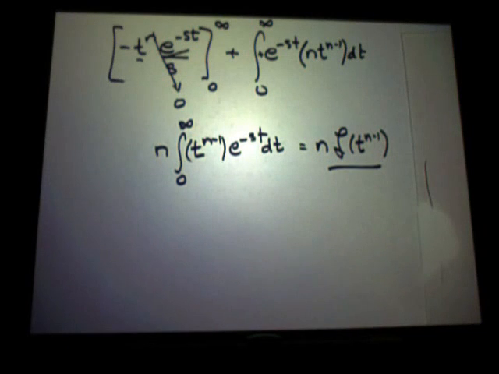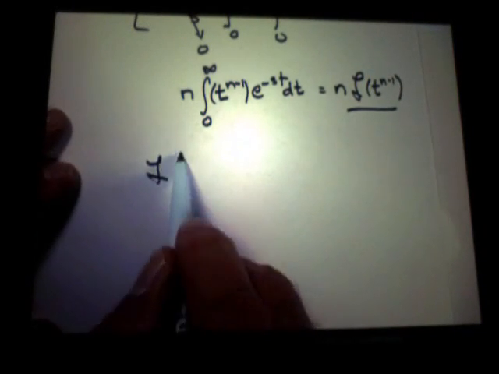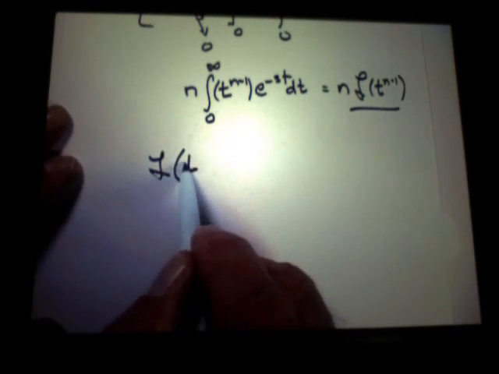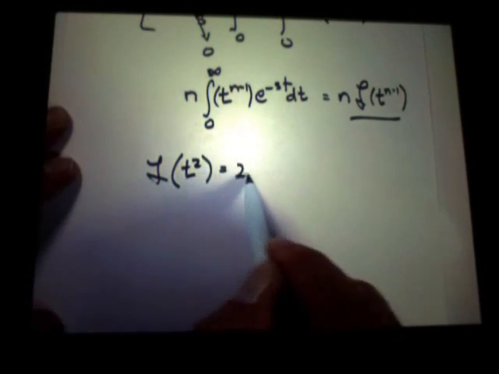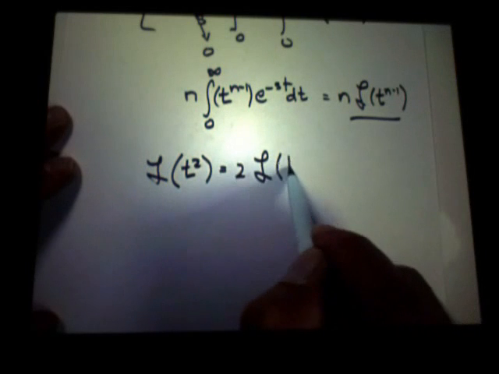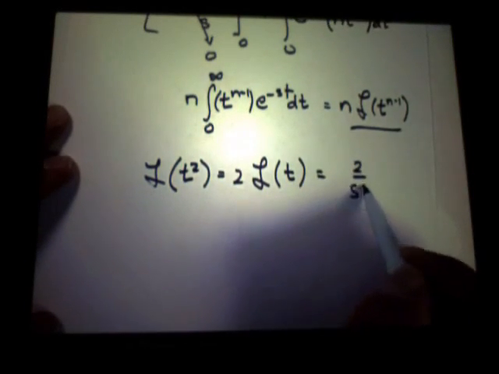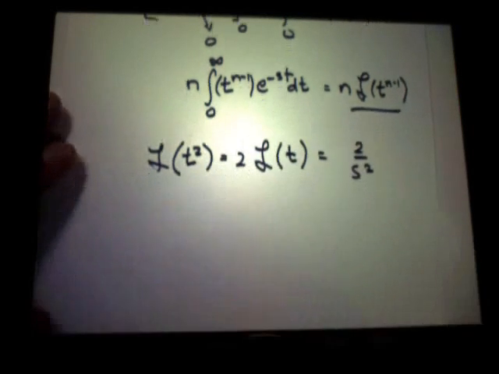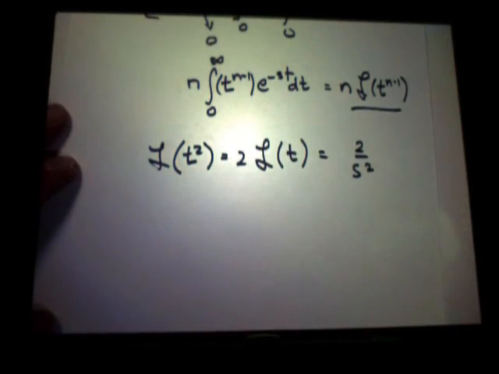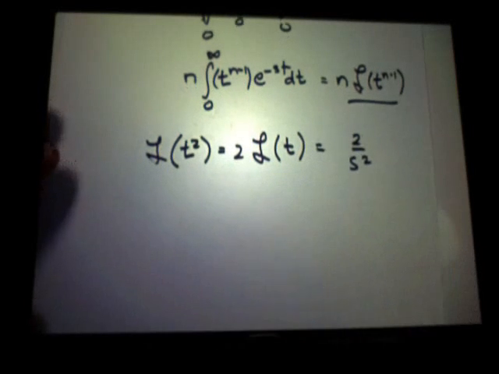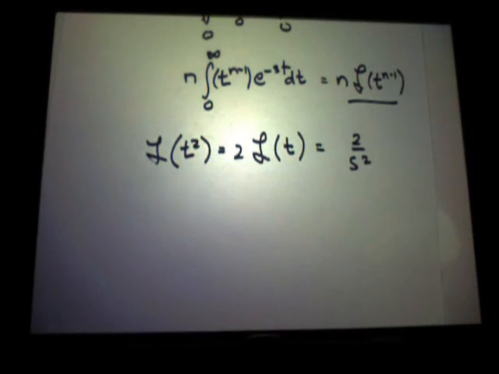So if n is 2, for example, we should have this. The Laplace transform of t squared should be 2 times the Laplace transform of t to the 1, which was 1 over s squared. And you see what's now going to happen? They're going to build up with factorials as we go.